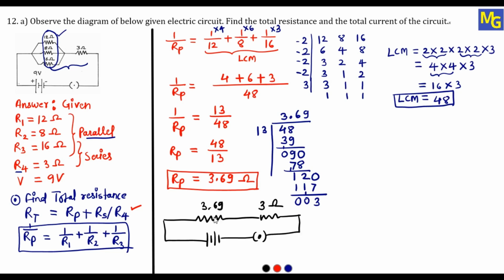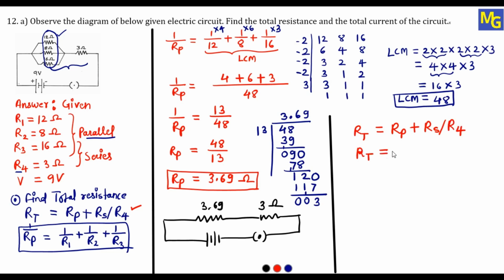This effective resistance and this 3 ohm both are connected in series. Now if you use the series combination formula, we can easily find out the total resistance. So now use the formula to calculate total resistance. RT is equals to, what is the formula? This is RP plus R4, or I can take RS. So I'll write both here so that you should not get confused.